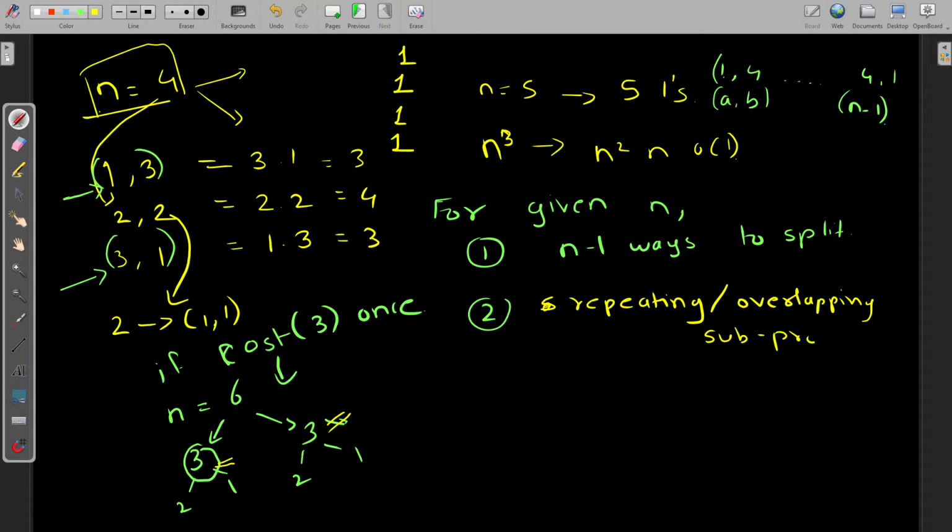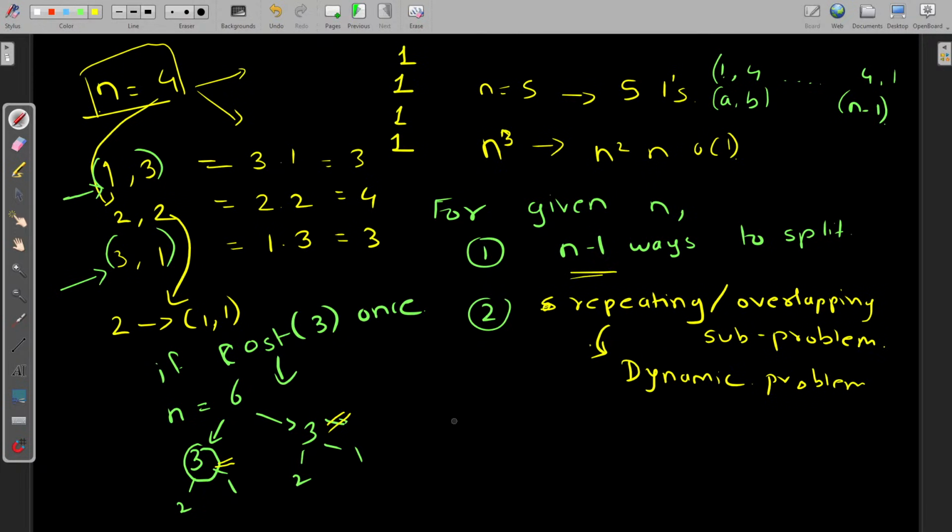What else can we see? Whenever you see that there is a repeating or overlapping subproblem, it mostly means this is a dynamic programming problem. And the constraints are also really low.